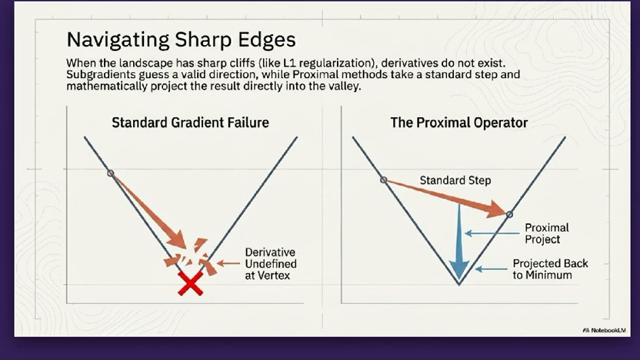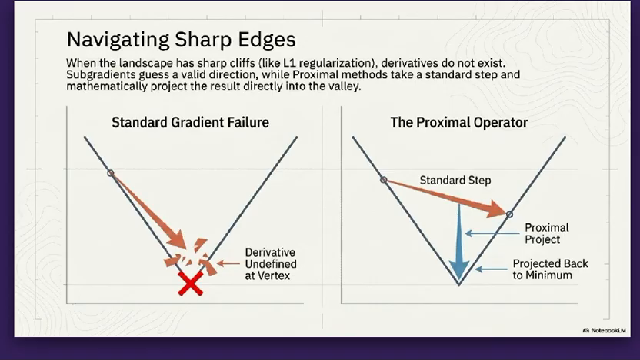What happens when the terrain is non-smooth? The primary example the deck uses for non-smooth geometry is L1 regularization. L1 regularization is a technique used to force an AI model to be sparse, meaning it aggressively pushes weights that aren't strictly necessary exactly to zero. Geometrically, how does L1 change the landscape? Standard optimization creates U-shaped valleys.